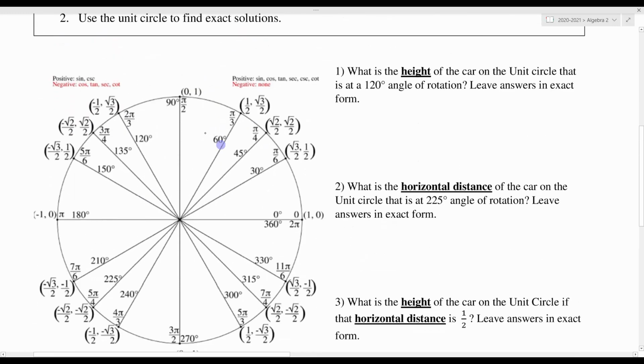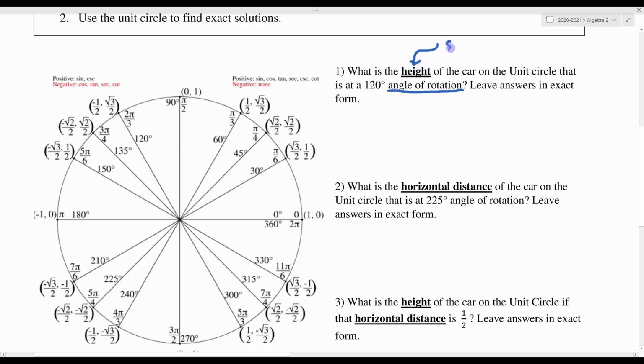So for instance, here number 1, it says, what is the height of the car on the unit circle that is at 120 degree angle of rotation? Okay, so they specifically tell us what we're finding, and I try to bold and underline that in the problems. Okay, so we're looking for the height.